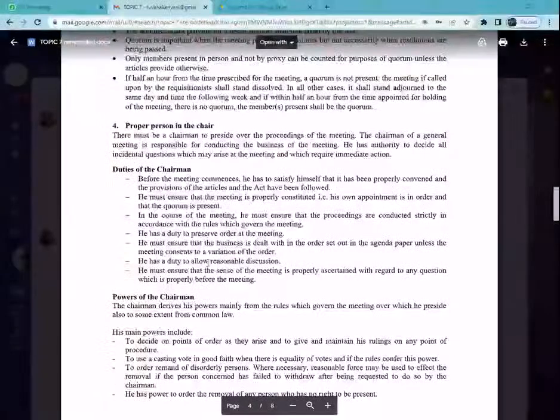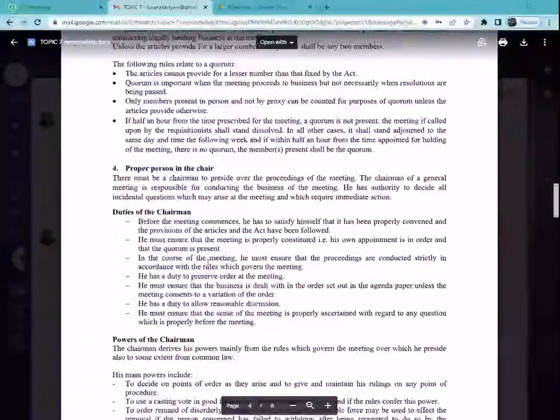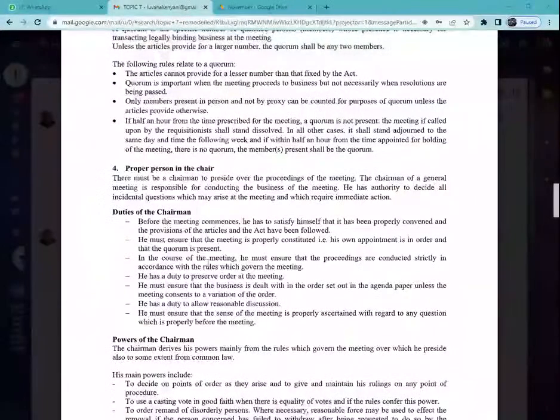So the answers are there. Duties of the chairman. Before the meeting commences, he has to satisfy himself that it has been properly convened and the provisions of the articles and the act have been followed. He must ensure that the meeting is properly constituted, i.e., his own appointment is in order and the quorum is present. Then in the course of the meeting, he must ensure that the proceedings are conducted strictly in accordance with the rules which govern the meeting.